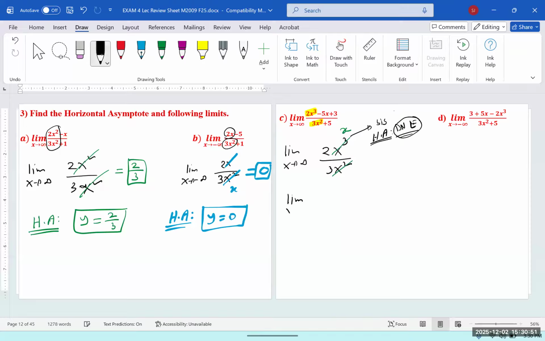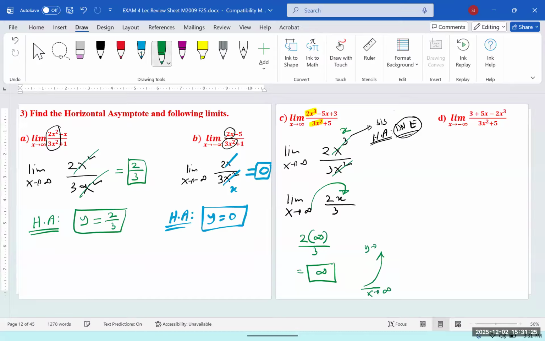So you write limit x goes to infinity 2x over 3. And then you substitute your limiting value here. So you get 2 times infinity over 3. Infinity times any number is infinity itself. So your limit is infinity, which means when x is going to positive infinity, your y is going up. So x is going to positive infinity, y is also going to positive infinity. This is what it means.